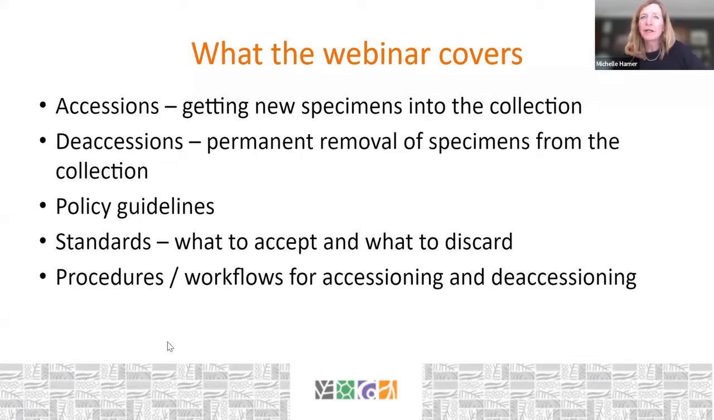So what we're going to be covering is accession, so getting new specimens into the collection, what's the procedure and what are the kind of policy guidelines for that. And then de-accession, so when you want to remove specimens from the collection permanently. We'll be looking at some of the policy guidelines. So what are some of the kind of rules, the high-level rules? And then what are some of the standards and what are the procedures or workflows for accessioning and de-accessioning?